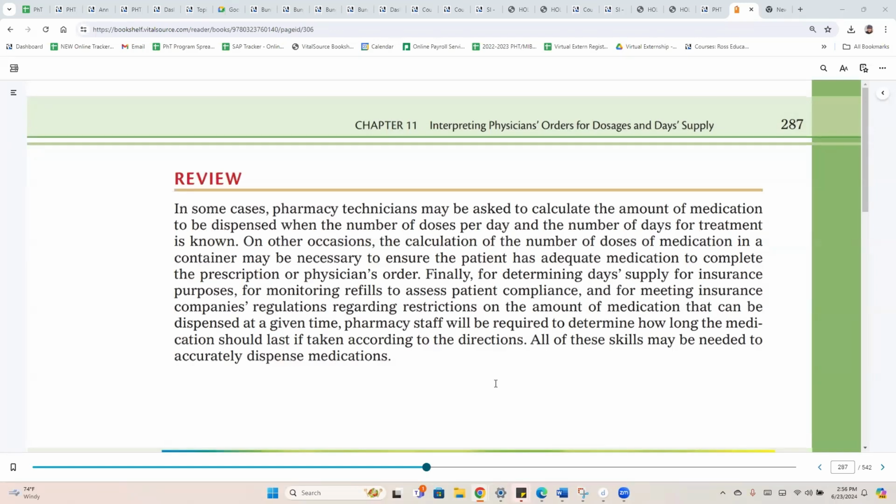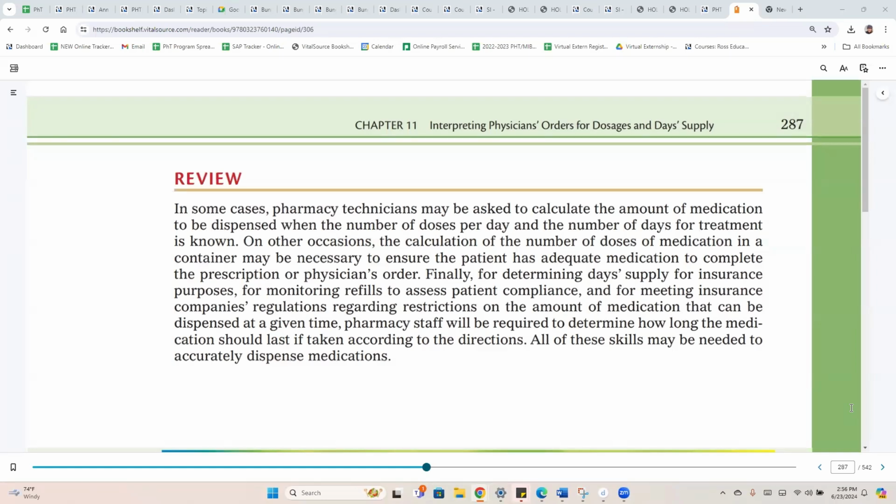In some cases, we may be asked to calculate the amount of medication to be dispensed when the number of doses per day and the number of days for treatment are known. On other occasions, the calculation of the number of doses of medication in a container may be necessary to ensure the patient has adequate medication to complete the prescription or the physician's order. Finally, for determining day supply for insurance purposes, for monitoring refills to assess patient compliance, and for meeting insurance companies' regulations regarding restrictions on the amount of medication that can be dispensed at a given time, pharmacy staff will be required to determine how long the medication should last if taken according to the directions.